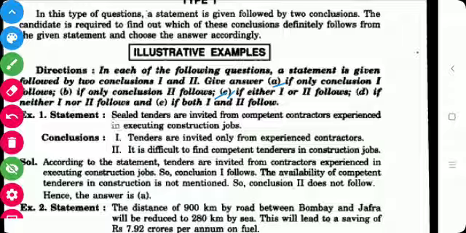The first statement is: sealed tenders are invited from competent contractors experienced in executing construction jobs. The conclusions given are: tenders are invited only from experienced contractors, and it is difficult to find competent tenders in construction jobs. According to the statement, the first conclusion follows, that tenders are invited from experienced contractors, but that finding competent tenders in construction jobs is difficult is not stated in the statement. So only conclusion 1 follows. The answer is A.